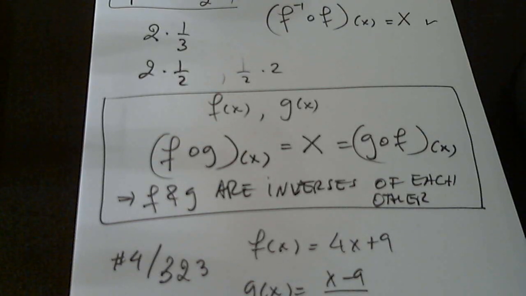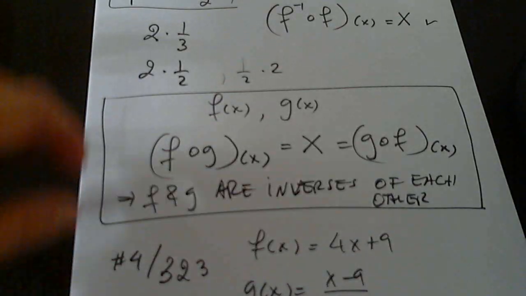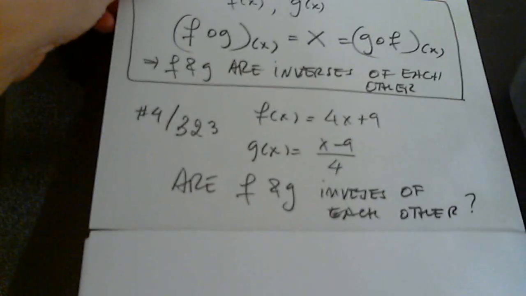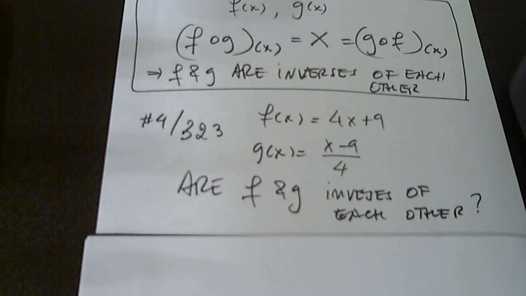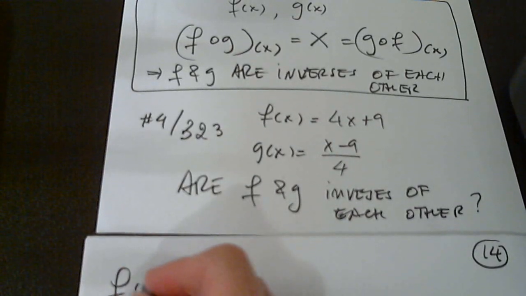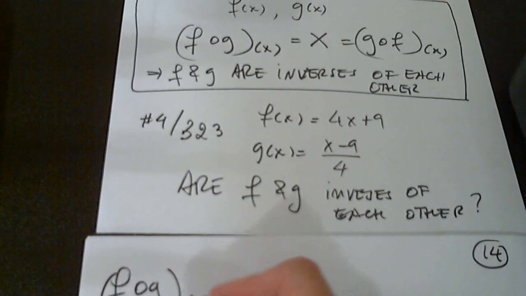f of g. Exactly. And g of f. That's it. Excellent. Perfect. Let's just do that. That's all we need to do. Good. So f composed with g of x.